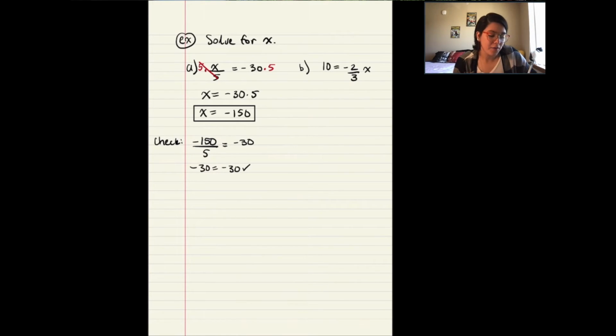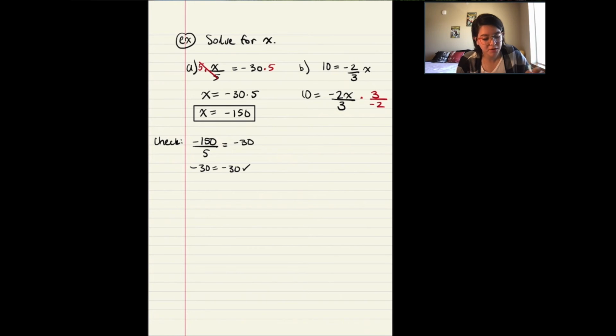Now, when we have a fraction like this, we want to think in two ways. So we have 10 is equal to, well, technically we have negative 2x over 3. Since x is technically over 1, we can just multiply across the numerators and then multiply across the denominators. So this tells us that we have x being multiplied by negative 2 and being divided by 3. So inverse operations tell us we have to multiply by 3 and divide by negative 2. In other words, all we have to do is take this fraction and flip it and multiply it.